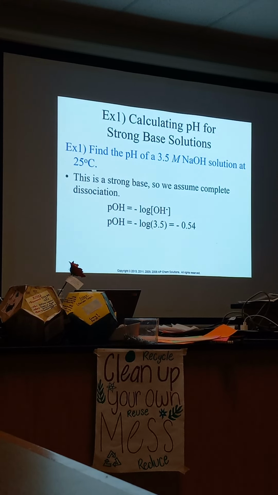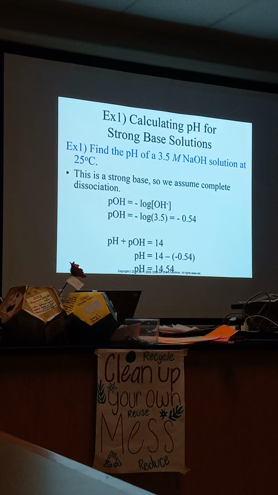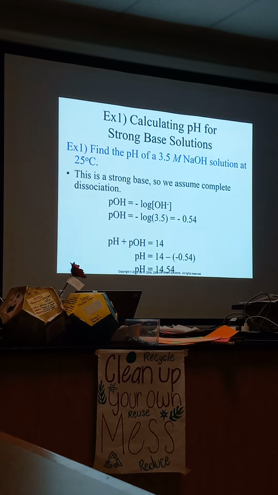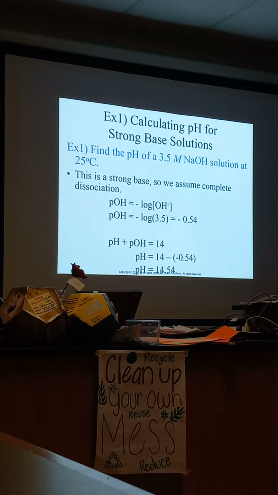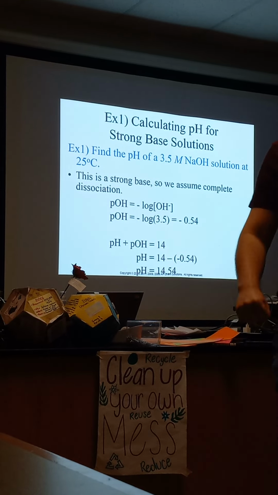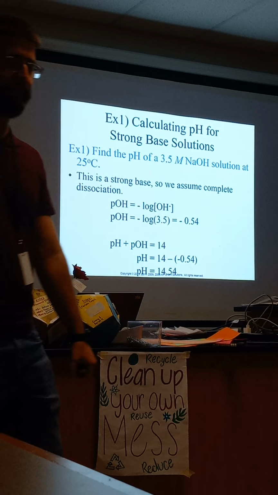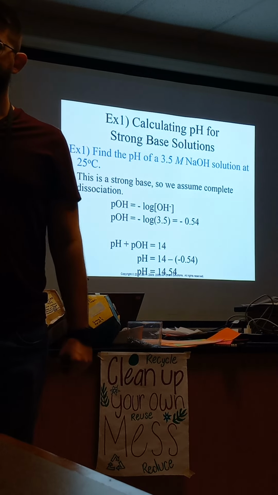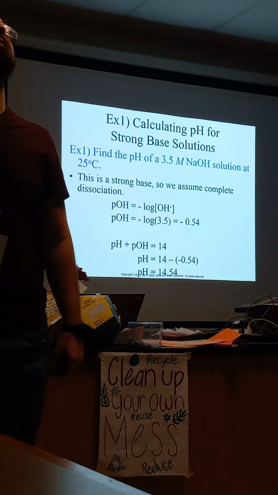Alright, so anyway guys, in order to find this, we do pH plus pOH equals 14. 14 minus 0.54 is 14.54. Is this a scary base? Yes. And so the W in KW is water, right? Water. Okay, that's easy to remember.